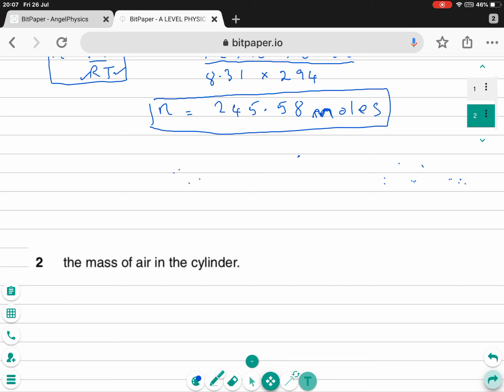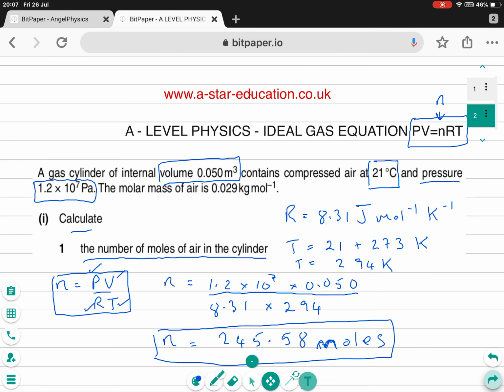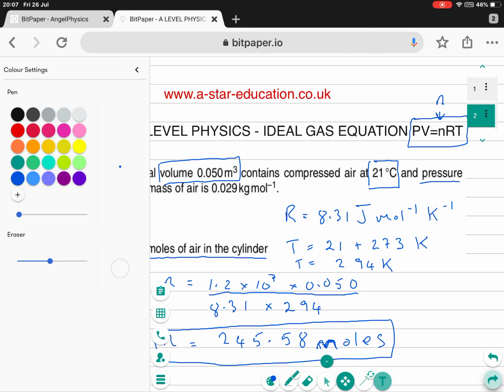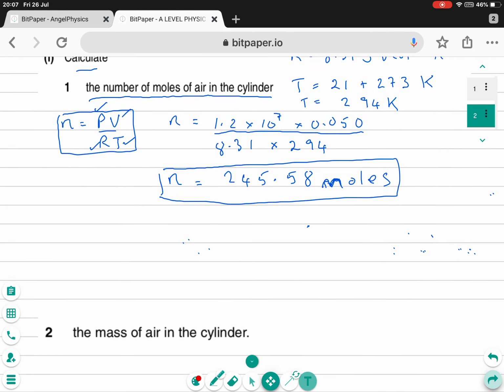Now, if we look carefully at the question, let's just scroll back up to it for a second. It tells us about something called the molar mass. All right, so let's identify that for you. Okay, so the molar mass is this figure here, 0.29 kilograms per mole. This is the molar mass. And this is going to enable us to find the mass of the air in the cylinder. Okay, so let's write that figure down and see how we can work with it.